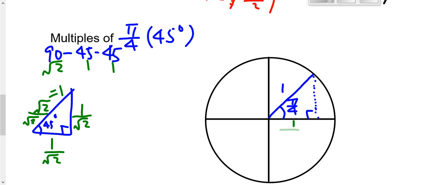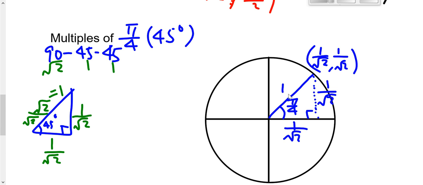Okay, so this is 1, and then the width is 1 over root 2, and the height here is 1 over root 2. So now we have the values. What does that mean? What's the coordinate of this one? 1 over root 2 and 1 over root 2.